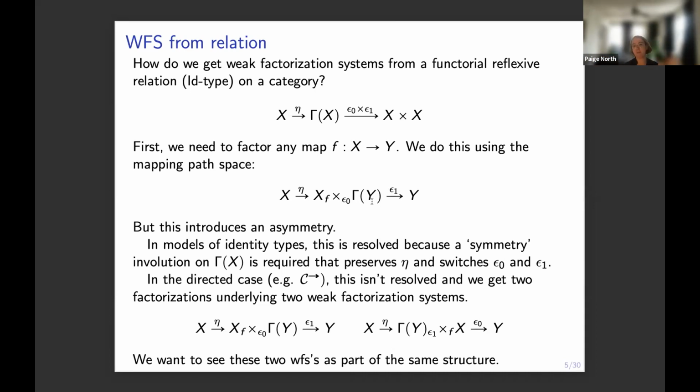Okay, so it's not a problem in the undirected, the normal case, but in the directed case, it is a problem, because by directed, we mean that we just don't have a symmetry. We don't have an involution on paths that switches their endpoints.